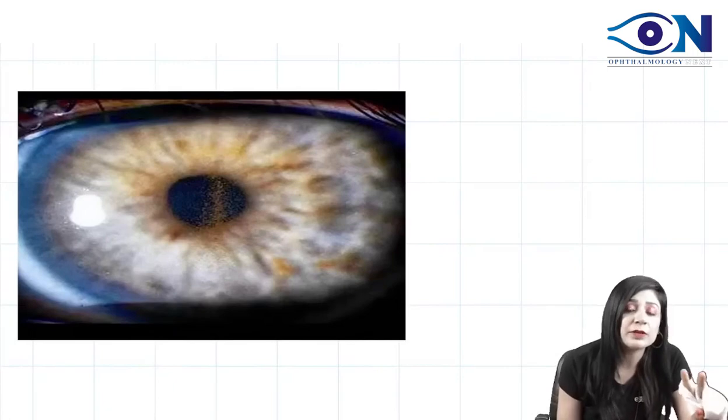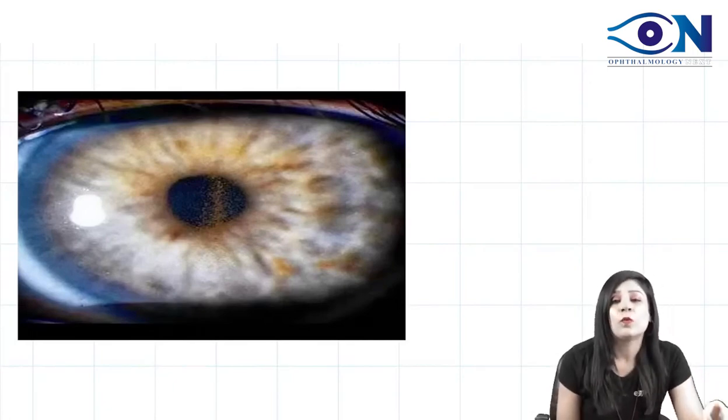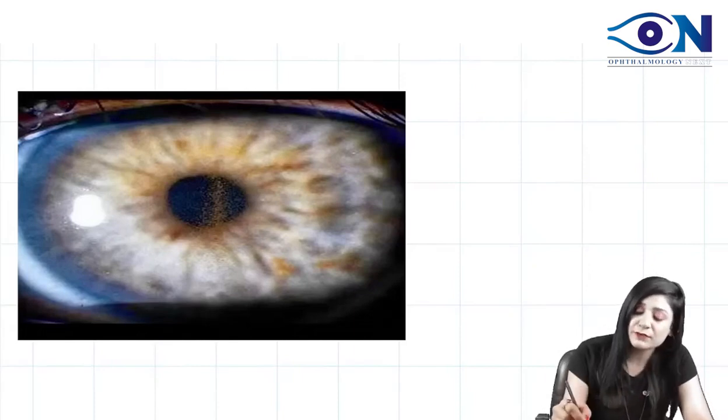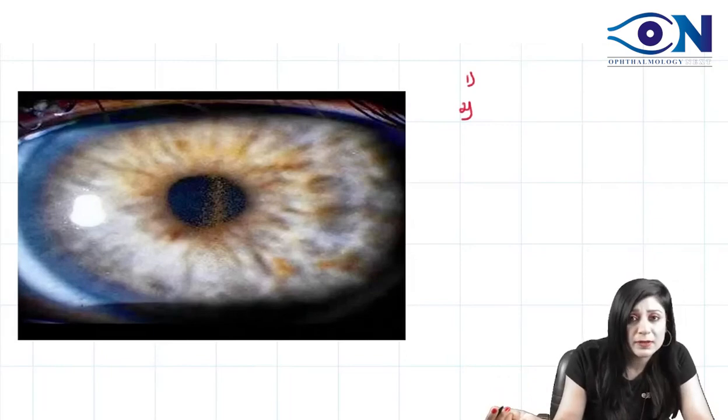Now you have to tell me 2 things. Where do you get the Krukenberg spindles? And second thing, what is the cataract which is occurring in this complicated cataract? What is the fancy name of it?